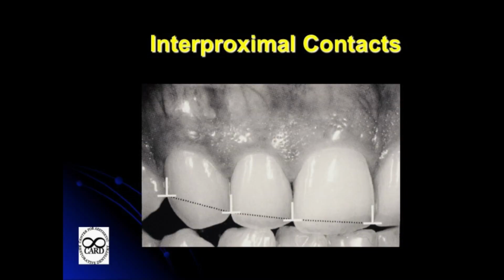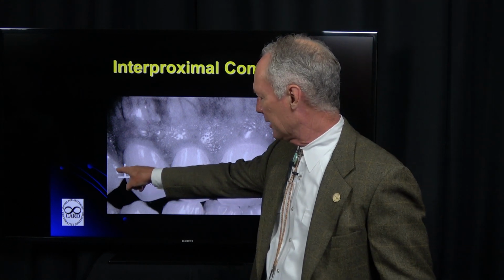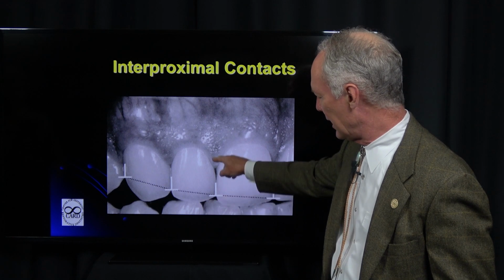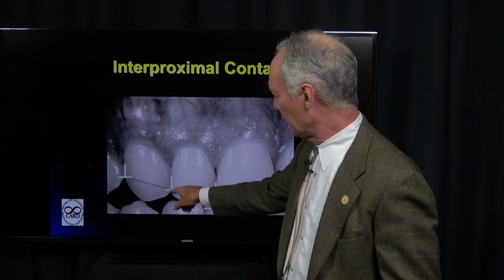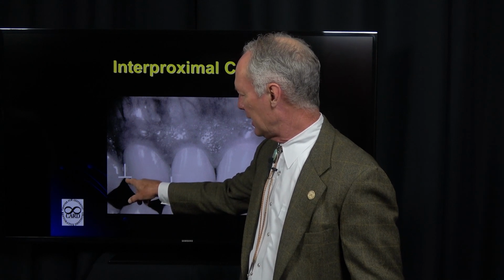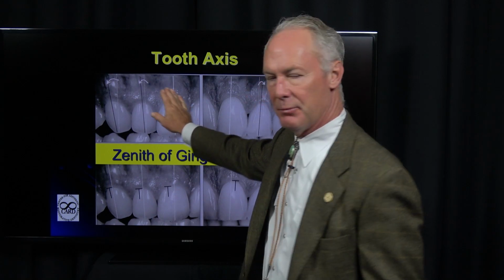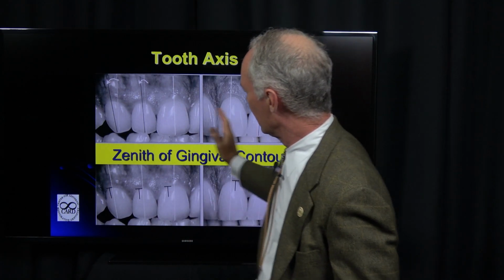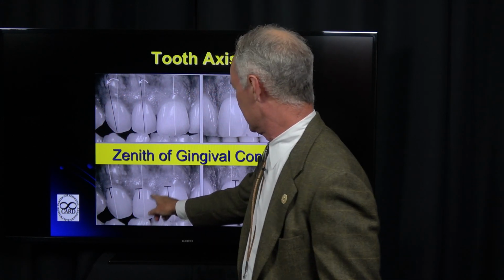The interproximal contacts between the central incisors are near the incisal edge. As you go back toward the bicuspids, the interproximal contact moves apically. A little lower between the central and the lateral, a little lower between the lateral and the cuspid, and a little lower still apically between the cuspid and the bicuspid. The height of gingival contour of the central incisors is about in the center of the tooth mesial-distally. As you go distal, it moves back just a little bit.